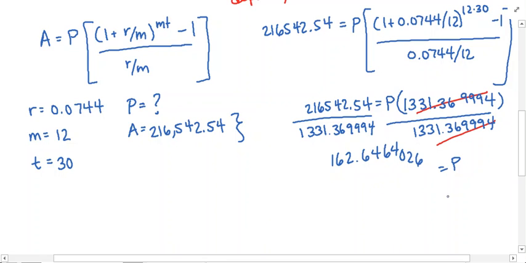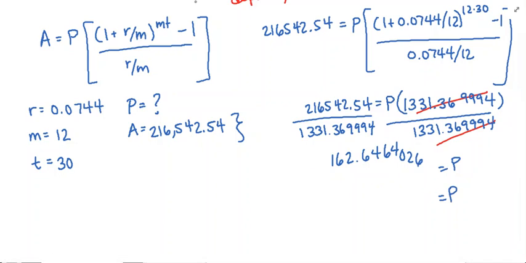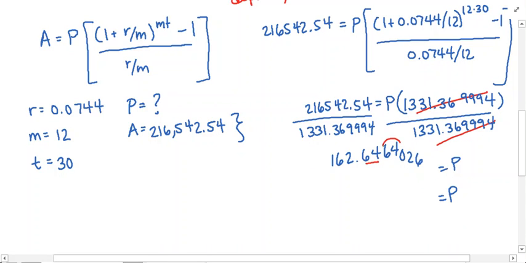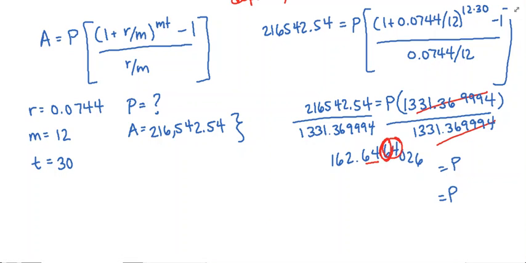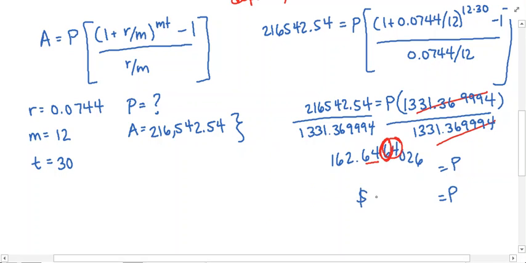If we round this, this is dollars and cents, you've got 64 cents, and the number that comes after is a 6, so we are going to have to round it up. The amount of money that the person would have to contribute every month is going to be $162.65. Is this a sensible answer?